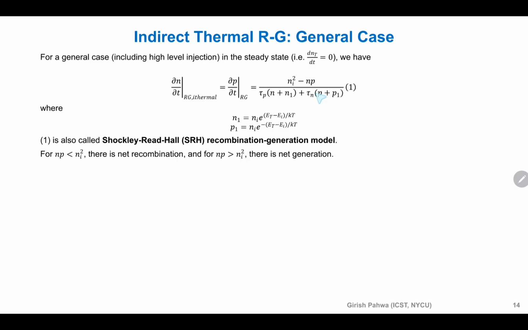Yeah, I'm going to quickly go through it. So before that, if I have Np which is less than Ni square, if the product of electron and hole concentrations is less than Ni square, what will happen? Then it will become negative. Negative means del n by del t is negative. It means electron concentration and hole concentration is reducing. It means there is a net recombination that is happening.